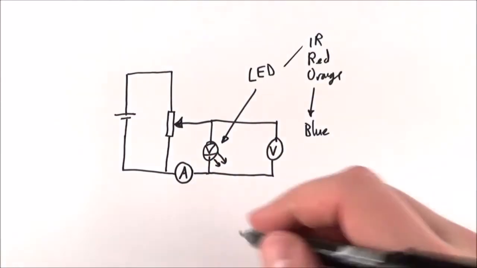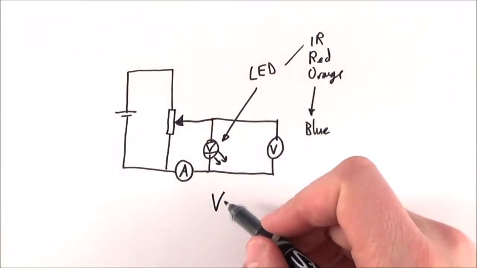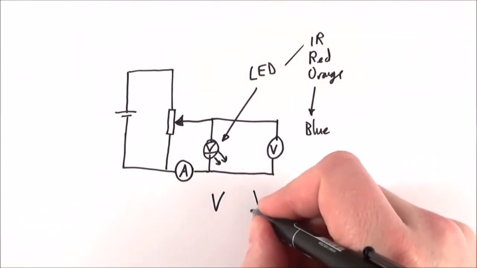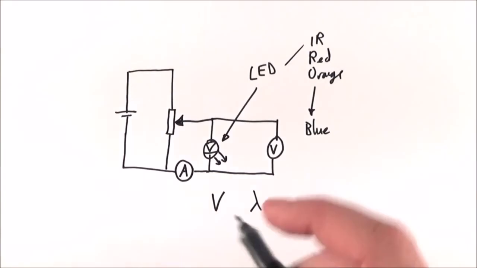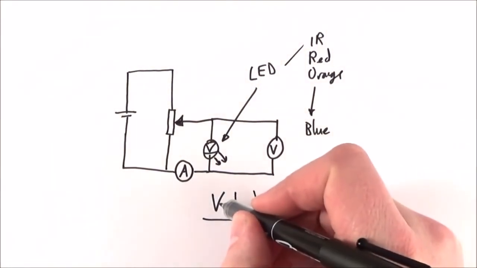And what we need to really measure are two things. First of all, we need to measure the threshold voltage, but we also need to look at the LEDs, and what we need to measure is the wavelength of light they give off. So that means we'll have a table of wavelengths and potential differences.